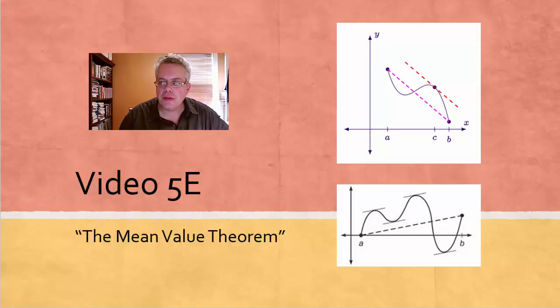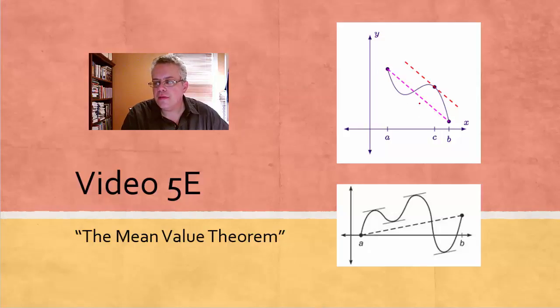The mean value theorem is a lot like Rolle's theorem. If we have a function that's continuous on an interval and differentiable between the endpoints, then the mean value theorem says that there's a point somewhere on the function where the slope of the tangent line is equal to the slope of the segment between the endpoints.